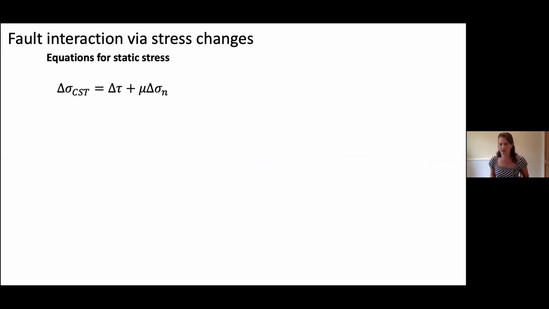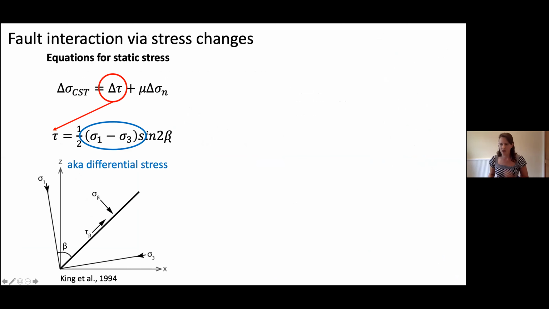However, if we look at the equation for static stress change, what we can spot is that there's shear stress in there. And shear stress can be given by this equation. The shear stress is related to the differential stress and the dip of the fault. So what that means is if we calculate the Coulomb stress, we can calculate the differential stress.